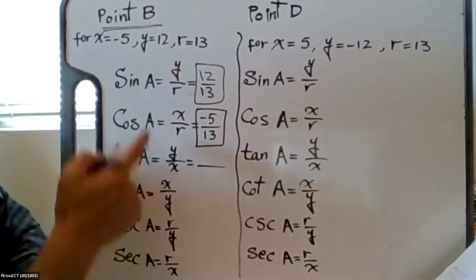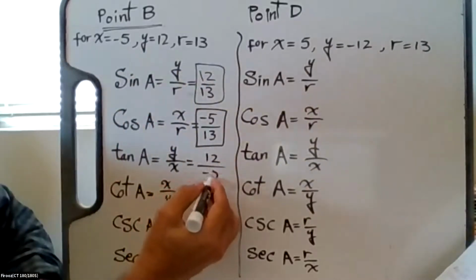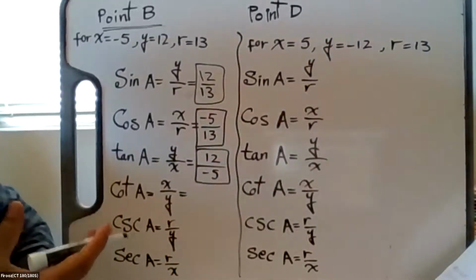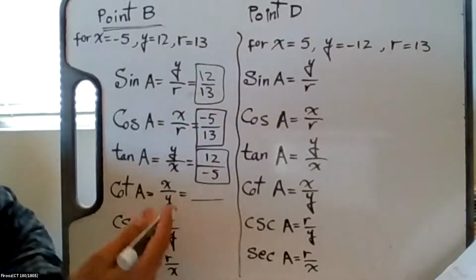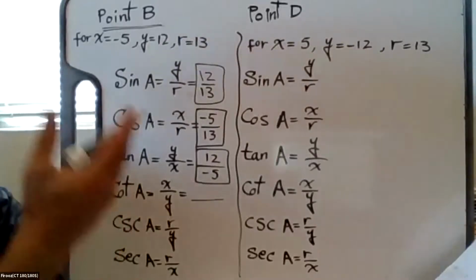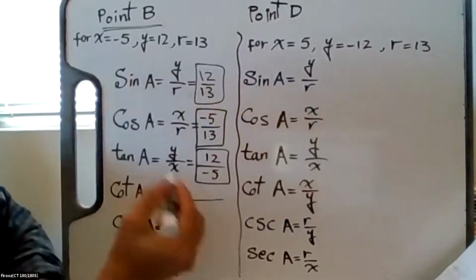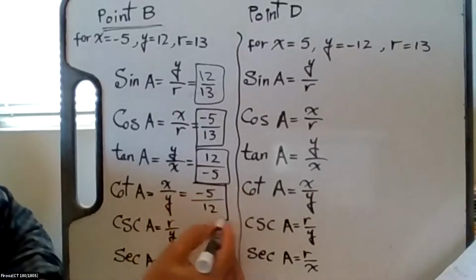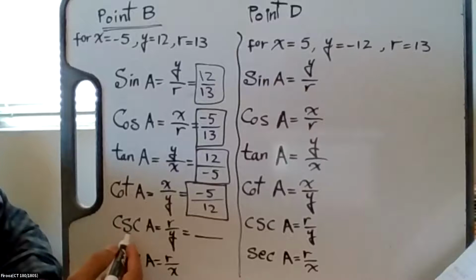For tangent A, Y is 12, X is -5. You might see a similar question on the quiz, right? So it's not going to be a tricky question. It's just as simple as when we learn everything in the lecture, and practice, apply it. So cotangent A is x over y. X is -5, y is 12. Please interact and ask any questions so far. If there is any question, let me know.